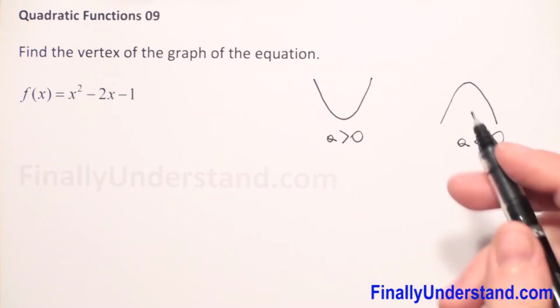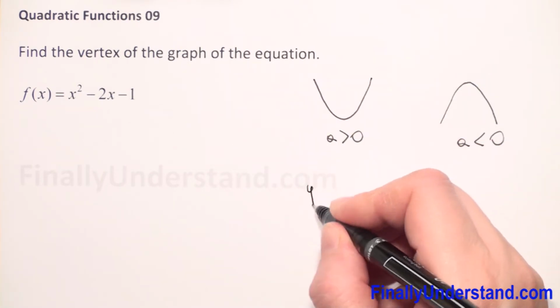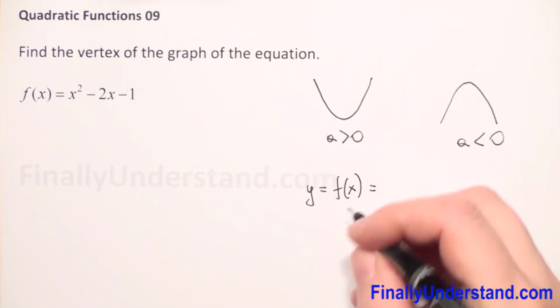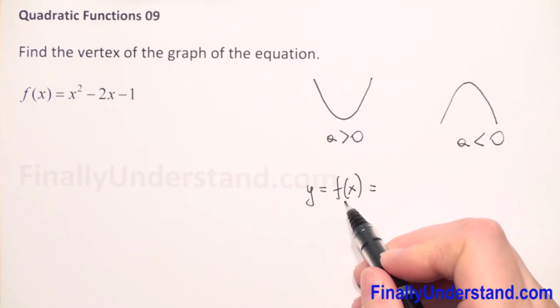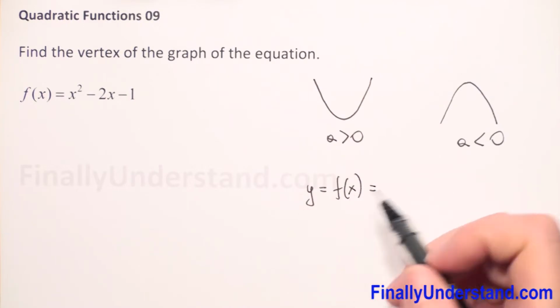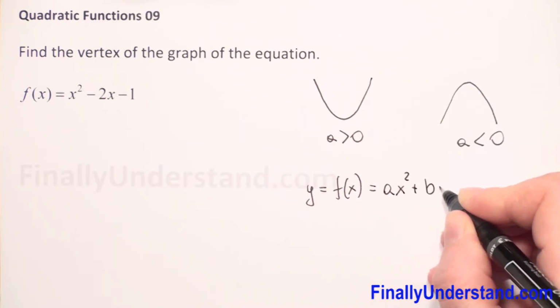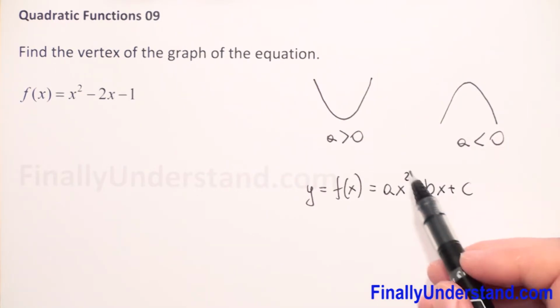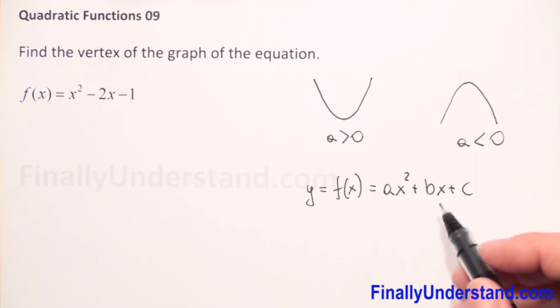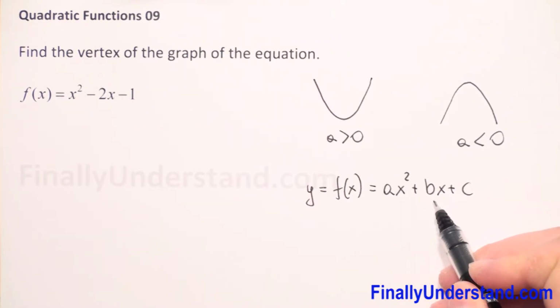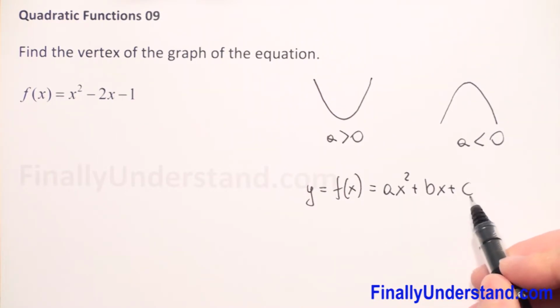When we have the general form of a quadratic function, y is equal to, we can also write f of x. It doesn't matter if you use only y or f of x. We can use both terms. This is ax squared plus bx plus c. This is the general form of a quadratic function. The coefficient before x squared is always a. The coefficient before x is b, and the constant is c.